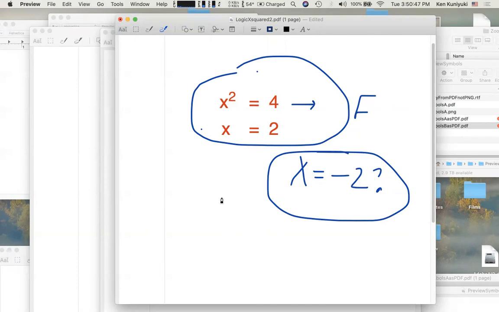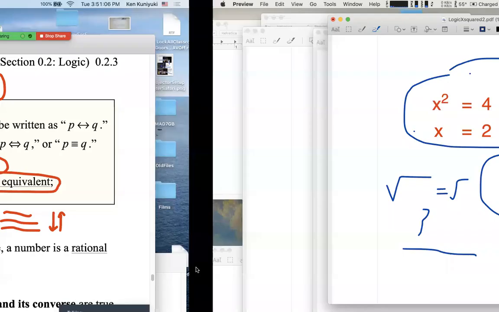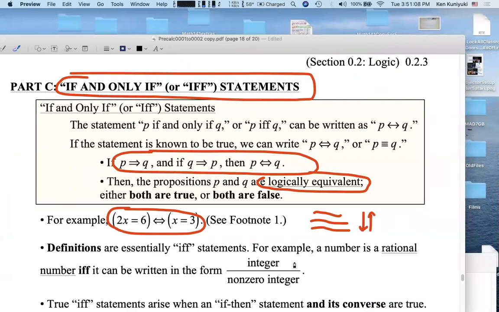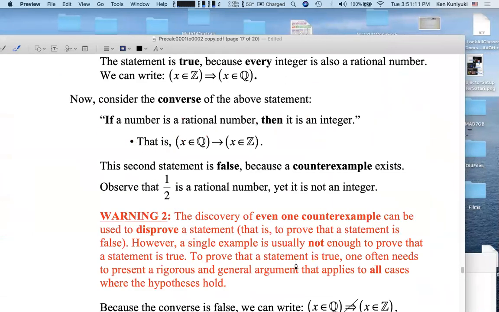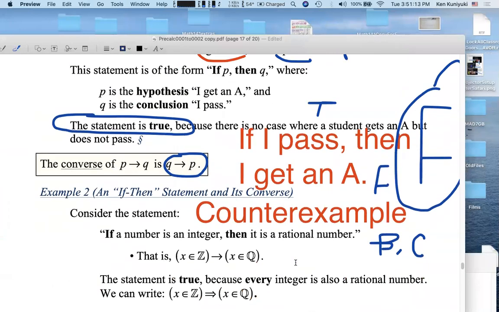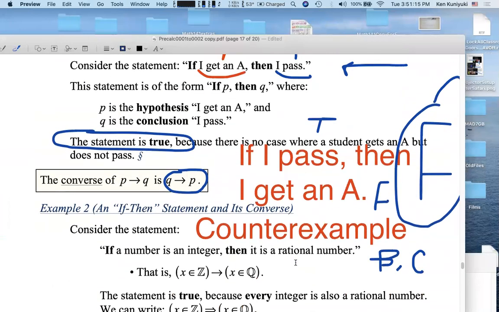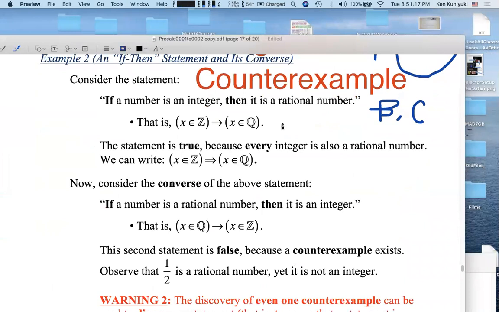So be careful. There are some situations where you cannot reverse the arrow. And these are often situations where we have to check our solutions. For example, this is related to the idea that if you have a radical equation, and if you square both sides of an equation, then in the end, you have to check your solutions. All right, anyway. So the converse of a true if-then statement could be true or could be false. Consider another example.